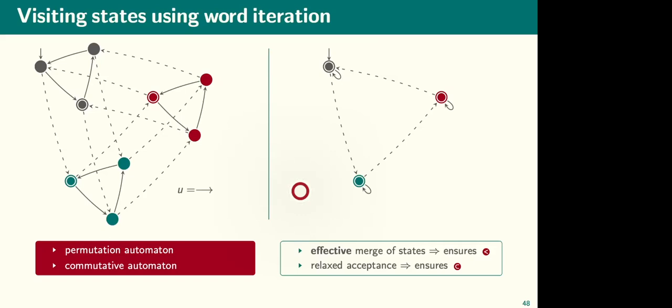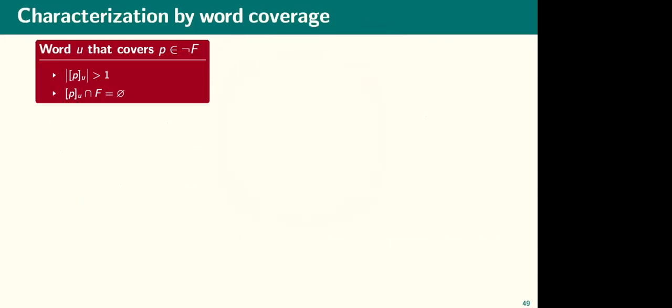To summarize, from a word, we are able to construct a factor, but this one in particular is a bit stupid. As you can see, all of its states are actually accepting. So this factor accepts all words, which makes it completely useless in the big intersection decomposition for the compositionality problem. That's why we consider word covering instead. A word U covers some non-final state P if the class induced by the word iteration from P is not a singleton. That ensures that we effectively merge states together.